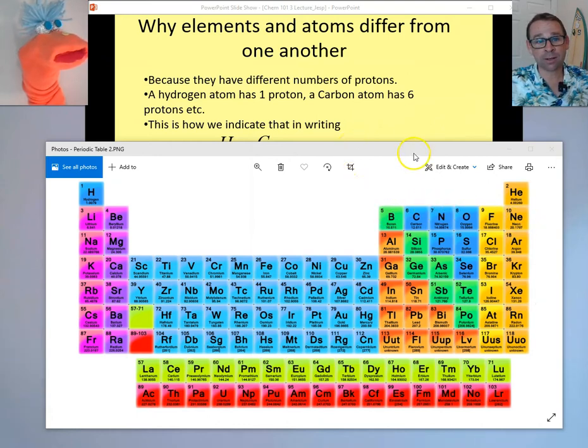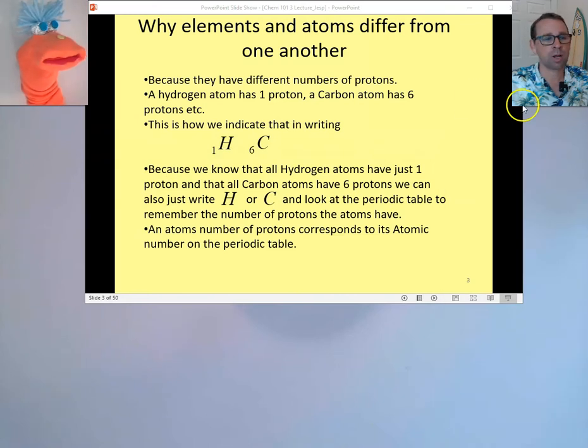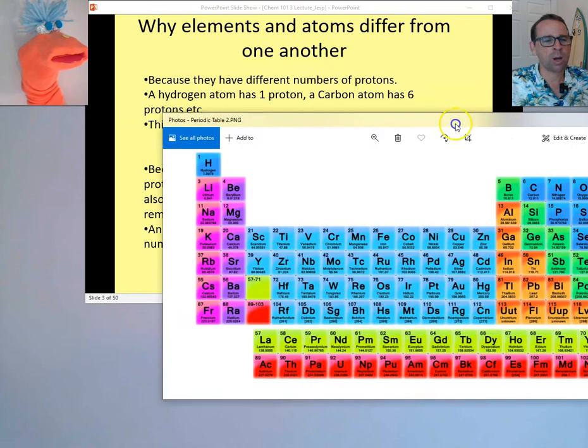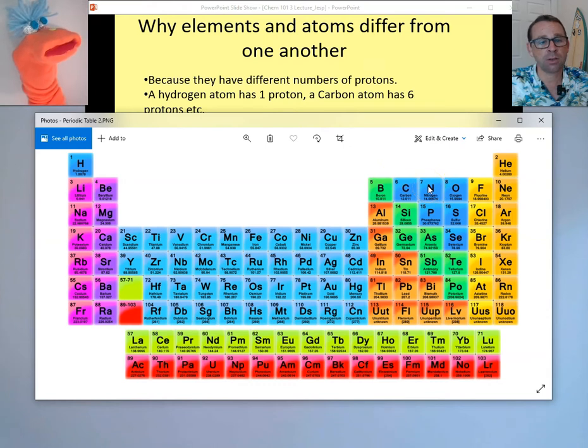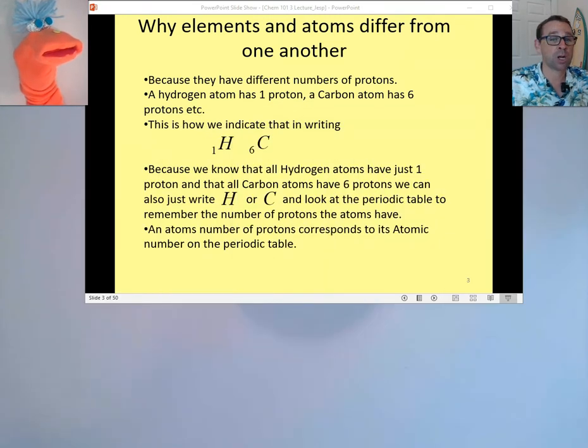Each element has a letter, sometimes a couple letters, right? And for each element, we can know how many protons there are. For example, nitrogen. Do you know how many protons nitrogen has, Fred? 7. That's right, the 7 up here, right? Sulfur, how many protons? 16. That's right.